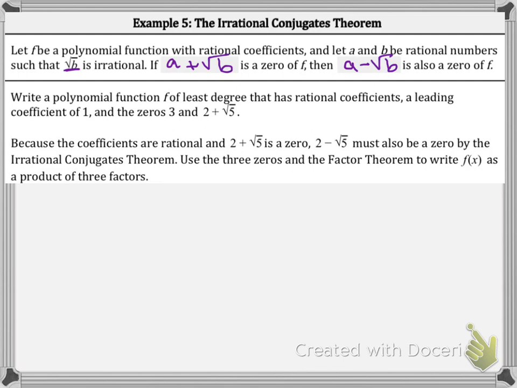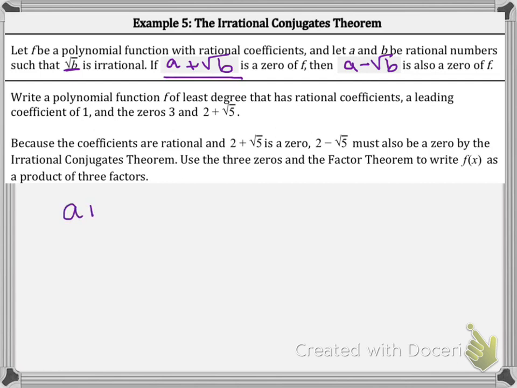So let's take a look at the definition a little bit more. We were looking for a polynomial function with rational coefficients, so we don't want to see any radicals in the polynomial. And so if one of these, for example, this is a factor, we want to be able to get rid of that square root because it wouldn't be there in the polynomial.